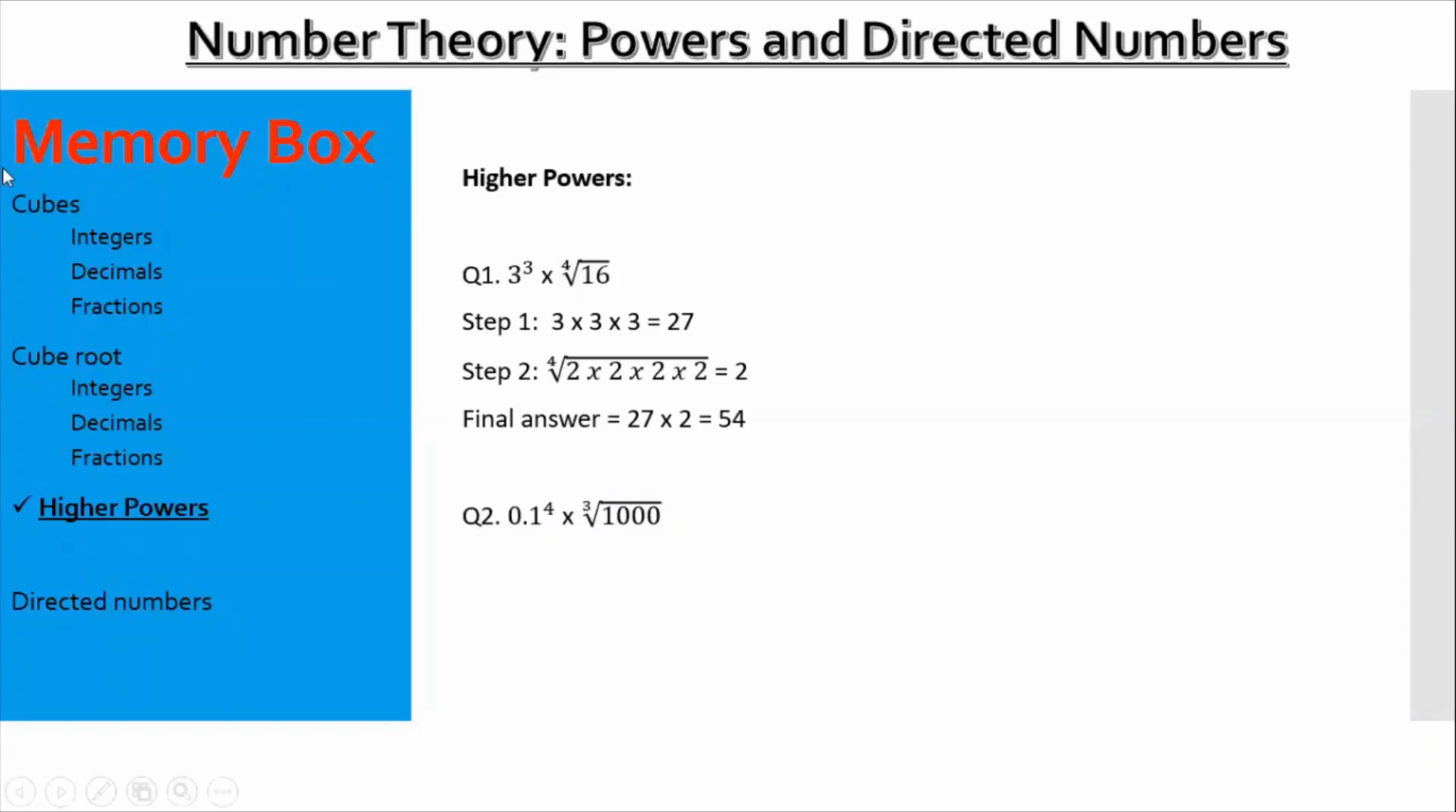Let us move on to a slightly more complicated set of problems where I have to calculate the 4th power of 0.1 and multiply that with the cube root of 1000. In order to do that, I'll simply write 0.1 4 times. So the answer comes out as 0.1 into 0.1 into 0.1 into 0.1.